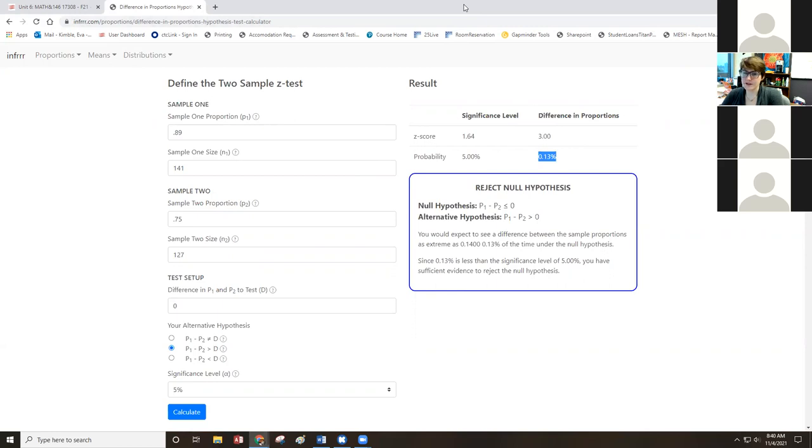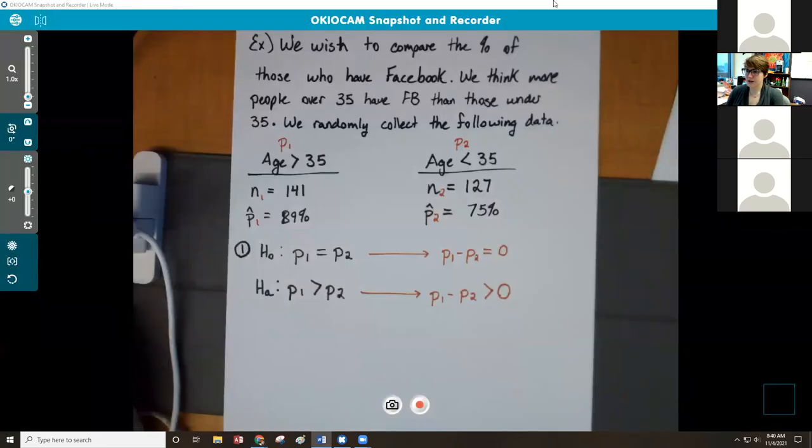All right, and remember this website is so cool because it also tells you what your conclusion should be. So it says that we should reject the null hypothesis because we would expect to see a difference between these sample proportions as extreme as 0.13% of the time under the null hypothesis. So just to get that kind of burnt into our brain, let's go ahead and write it down on our paper.